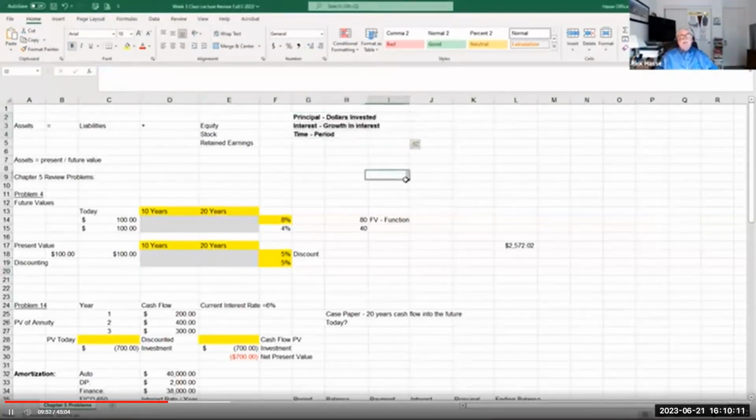The principal: how many dollars are invested in that asset? The interest: what is the growth rate of that asset over time, and also what did it cost you in interest to acquire that asset? And also the time period involved. How long do you own the asset? Not just owning it, but how long financially do you own the asset?